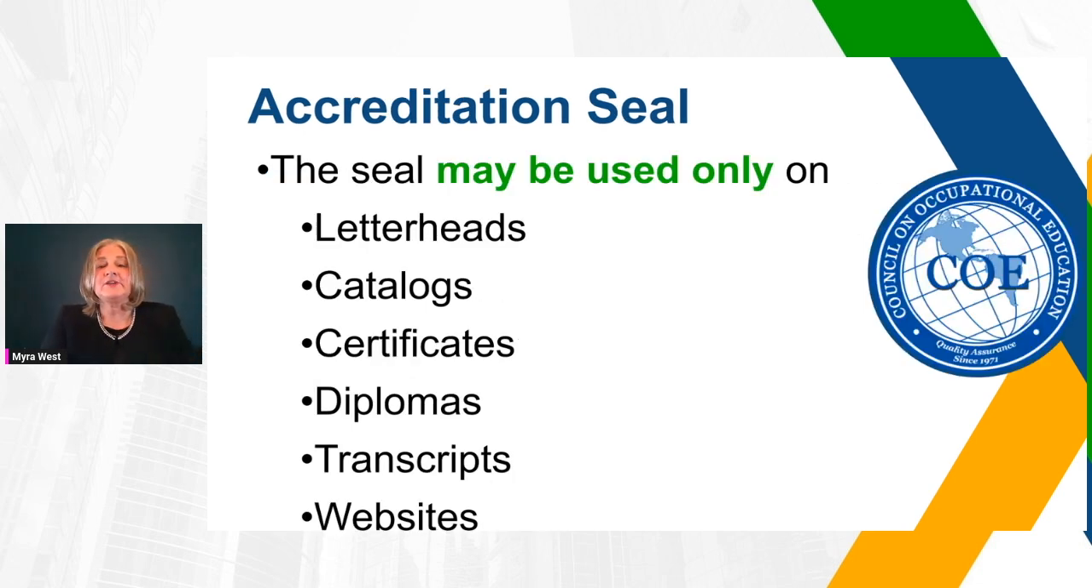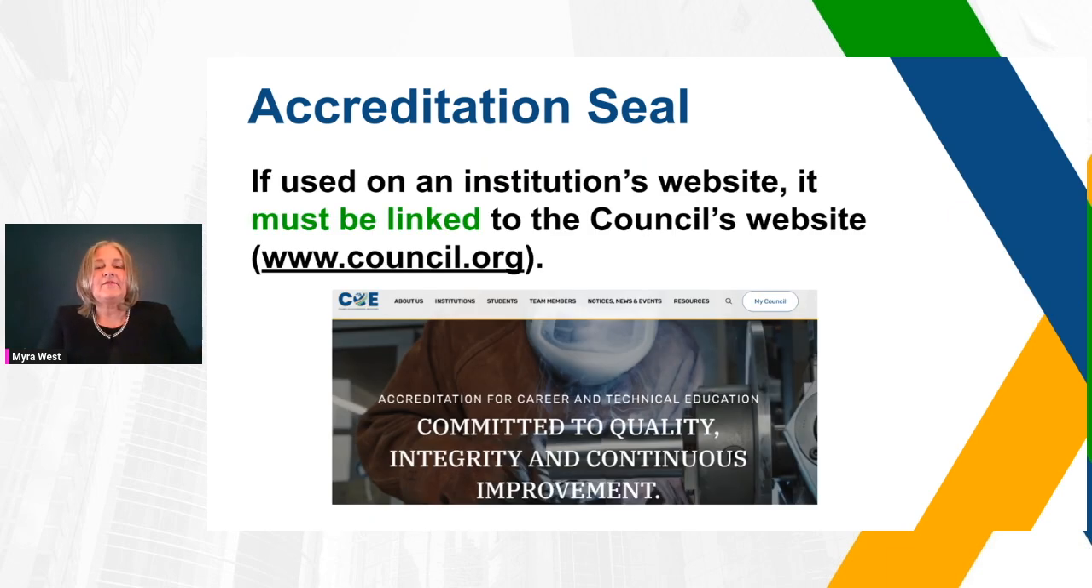The Handbook of Accreditation also states that an institution may only use the seal on the following documents: letterheads, catalogs, certificates, diplomas, transcripts, and websites. Remember, the seal should not be used on recruiting documents. Rather, it should be used for your institution to reflect its status with the Commission as an accredited institution. For example, if you have a flyer that you are using to recruit students, you should not use the accreditation seal as a recruiting tool on the flyer.